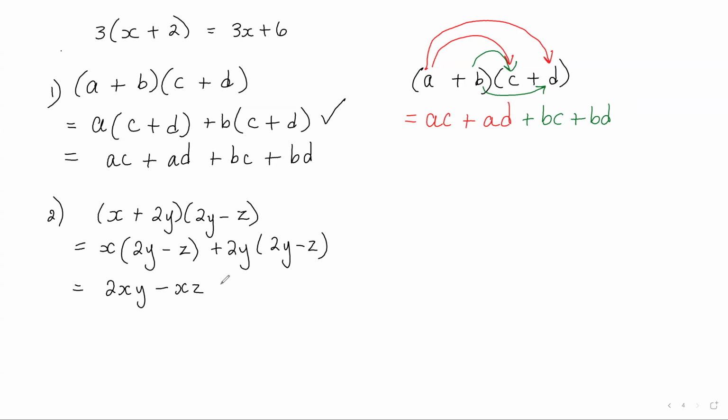And then you have 2y times 2y. Now 2y times 2y will be 2 times 2, which is 4, and y times y, which is y squared. And then 2y times minus z will be minus 2yz. And you can leave your answer like that, because you don't have any like terms there. You don't have any other term in xy, no other term in xz, no other term in y squared, no other term in yz. So that's the complete answer right there. Right? So let's look at some others.